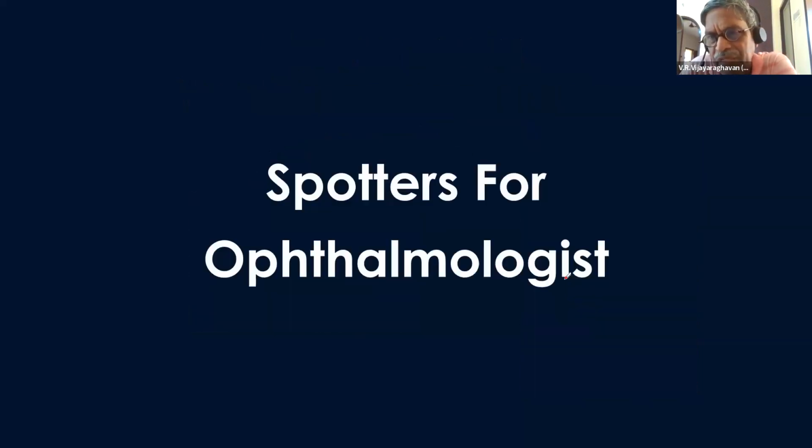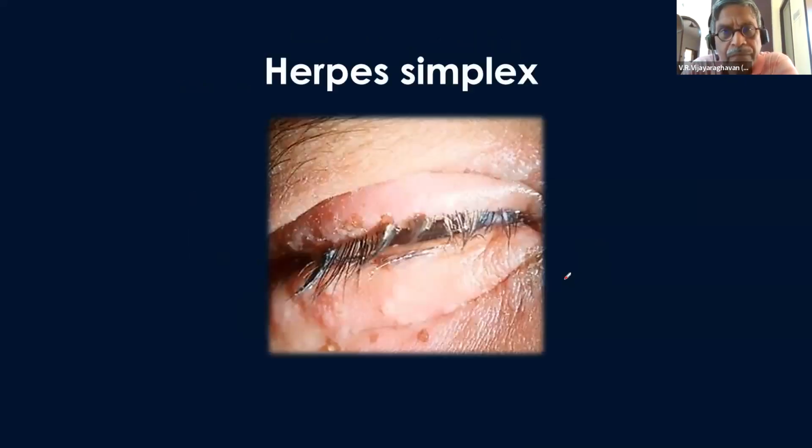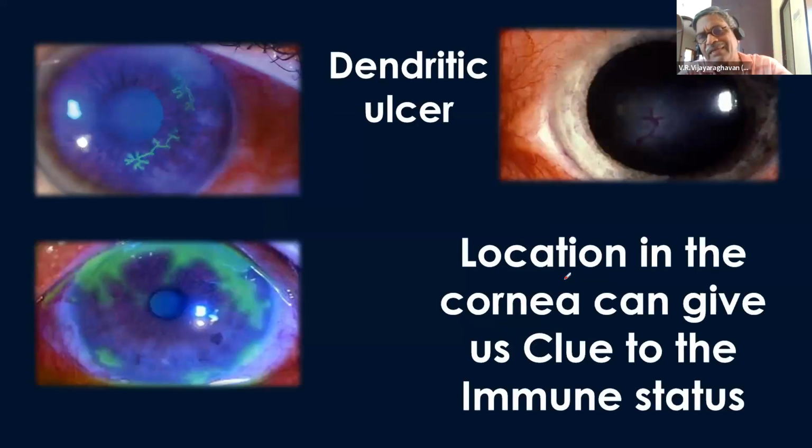Now, specifically, as an ophthalmologist, when you see something in the fundus or something in the eye, suspect some other systemic problem also. Now we see herpes simplex. I already told you. When you see herpes simplex, we have the dendritic ulcer. Herpes simplex can develop punctate keratitis, which can lead on to dendritic ulcers, or to geographical ulcers or amoeboid ulcers. So many things are there.